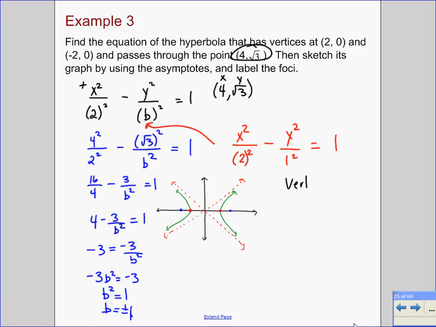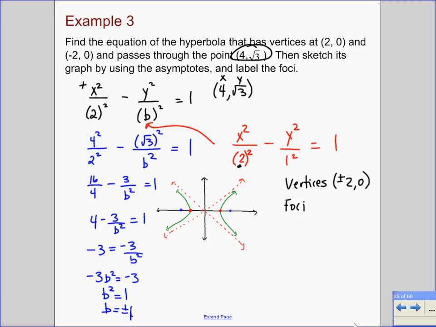All right. So let's start with our vertices again. Our vertices are going to be on the x-axis. So since we're on the x-axis, there are our red points here, and we look with the x, and we've got a 2 squared here. So the vertices are going to be at plus or minus 2, 0.